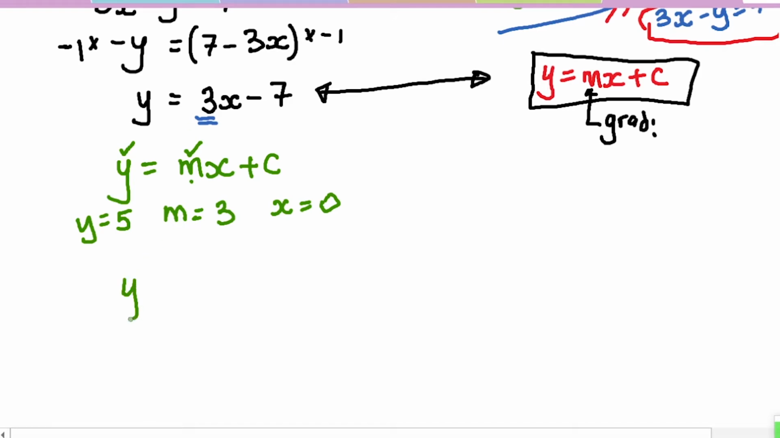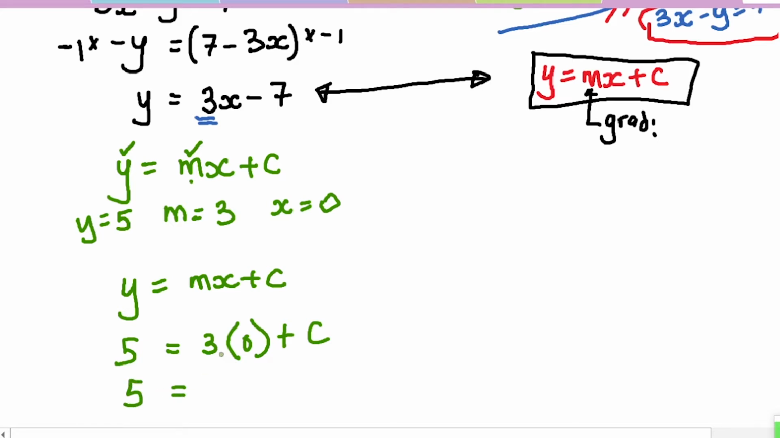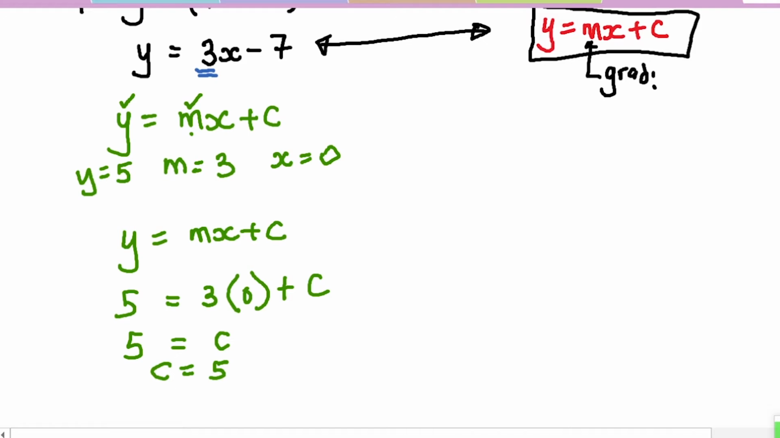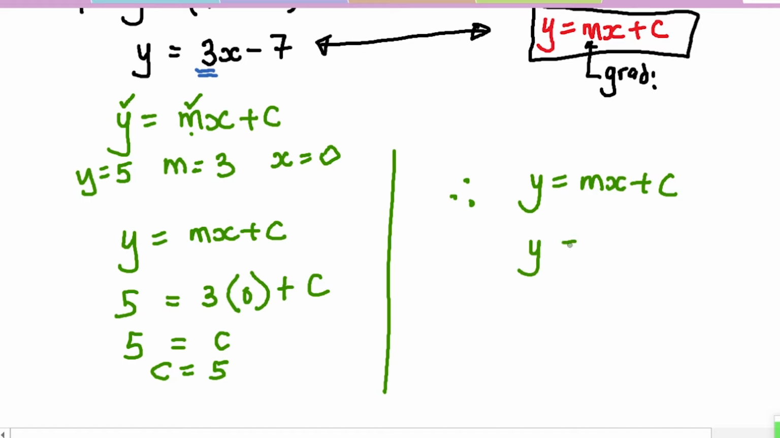So we shall come and say that y is equal to mx plus c. Our value of y here is 5, is equal to m, which is 3, times our value of x, which is 0, plus c. And then we shall end up saying that our 5 is going to be equal to 3 times 0, which is 0, plus c, which is c. So our value of c is 5. Now that we have found that our value of c is 5, we can go ahead and write down the equation. Since our value of c is 5, therefore, from y is equal to mx plus c, our equation is y is equal to our value of m, which is the gradient, 3x plus c. Our value of c is 5.